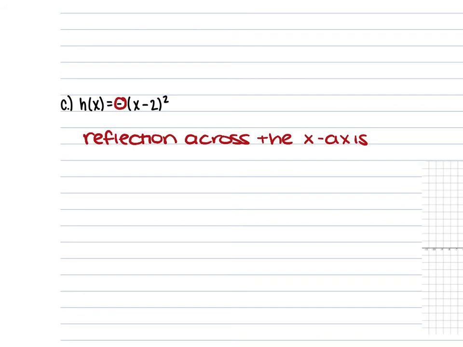From here, we do have that minus 2 inside the parentheses, so think opposite. It would be plus 2. That means we would go to the right 2 units.